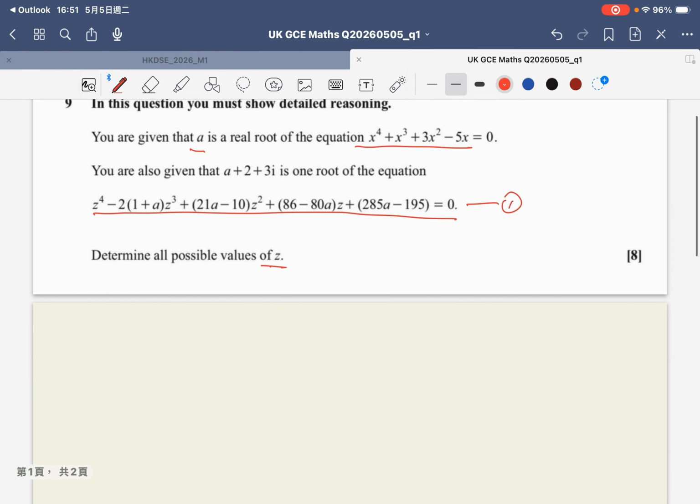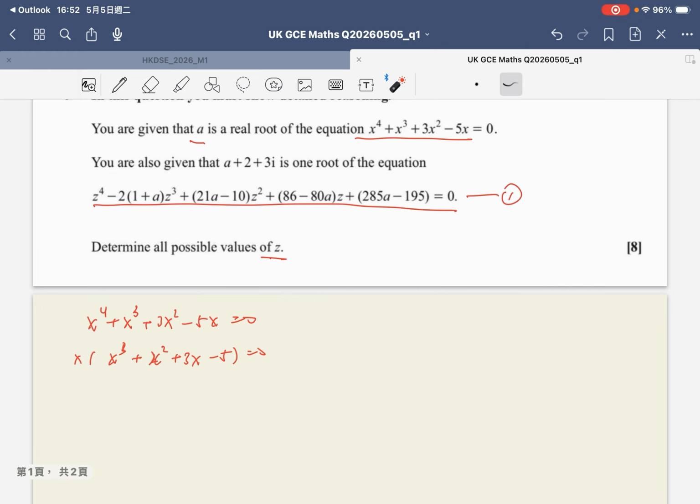The first step, we have to find all the values of a for this equation: x to the power 5 plus x to the power 4 plus 3x squared minus 5x equals 0. Then factorize x outside, and we have x cubed plus x squared plus 3x minus 5. I observe that if x is equal to 1, then adding them together gives 5 minus 5, so I guess that x minus 1 is a factor.